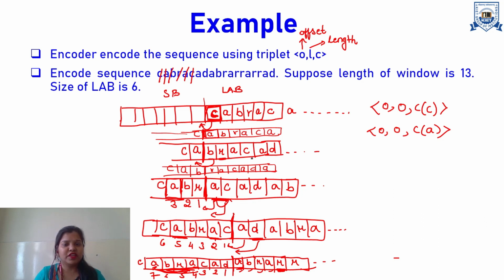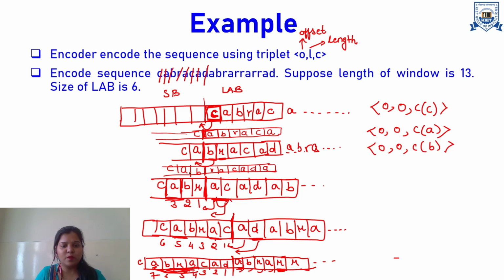Remember, take elements from this sequence up to 6 letters. So after C I have taken here A, and now I am taking B. You can write here A, B, R, A for the remaining alphabets. Now check for B, do we have any match for B? No again. So offset will be 0, length is 0, and we will send code for B itself. Slide it toward the search buffer.